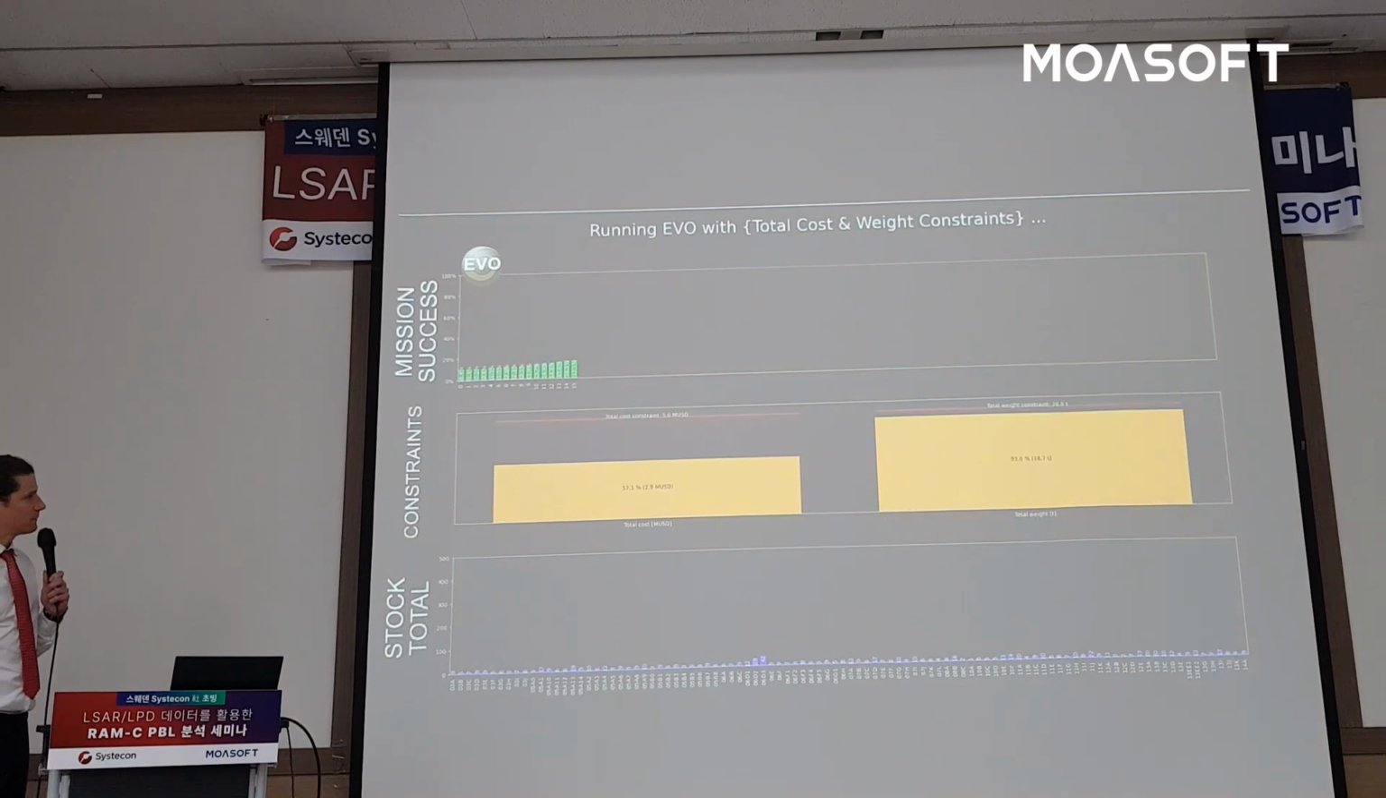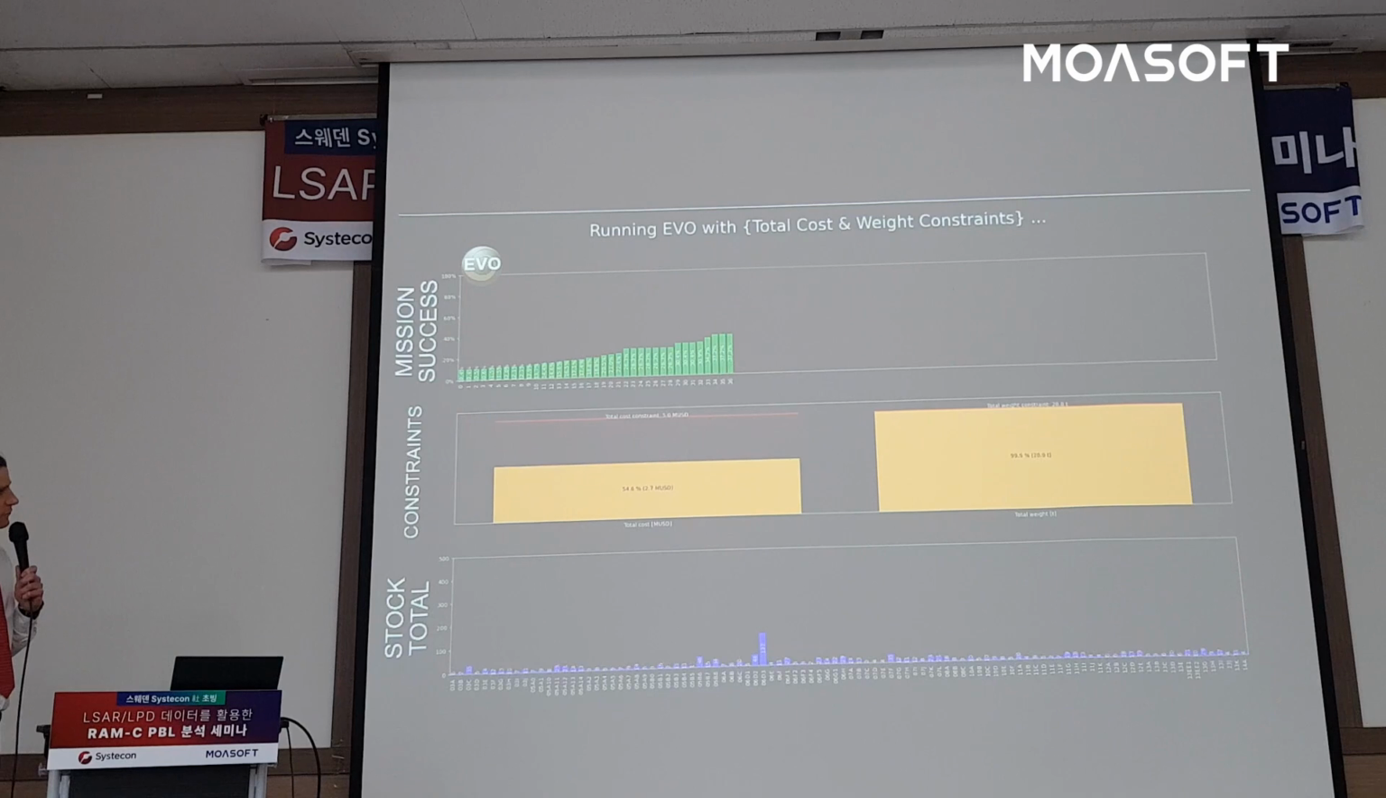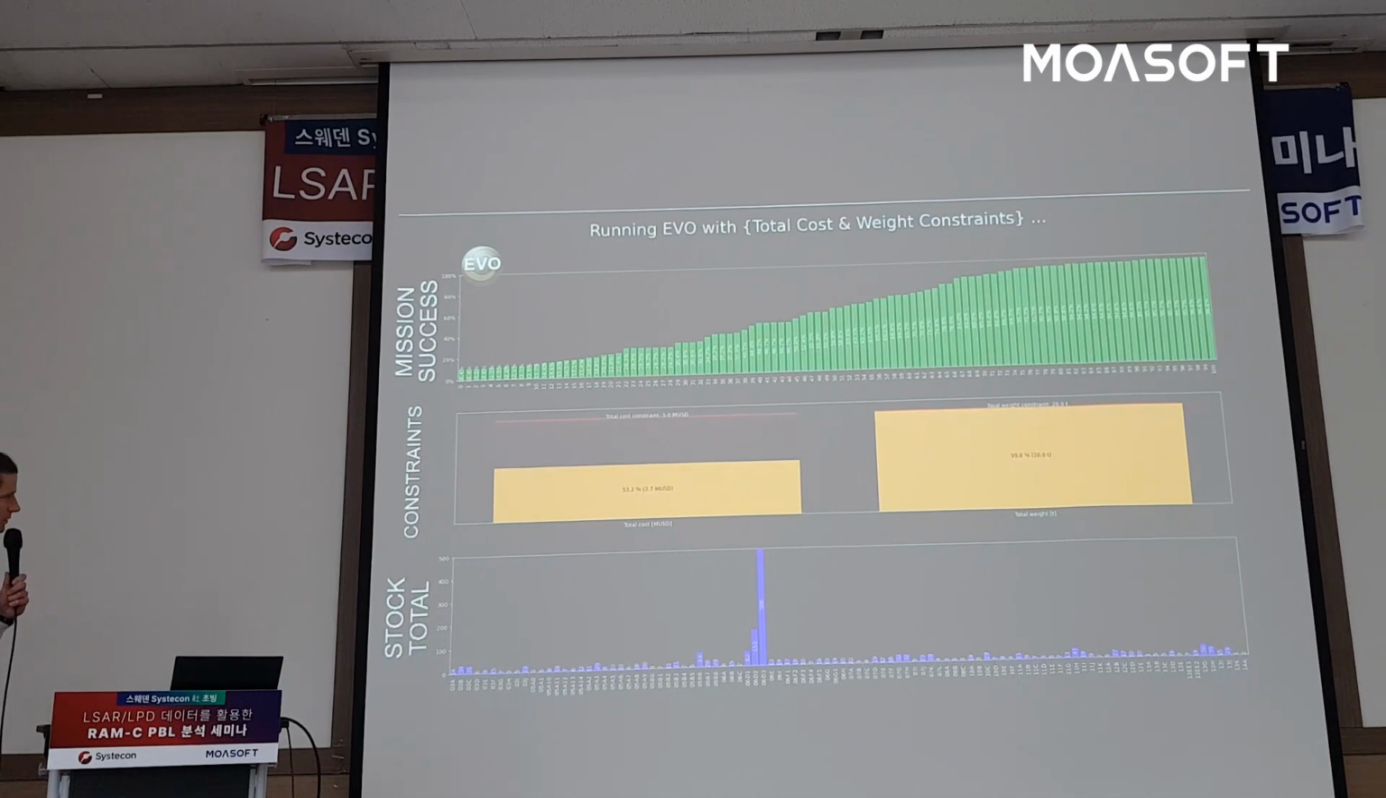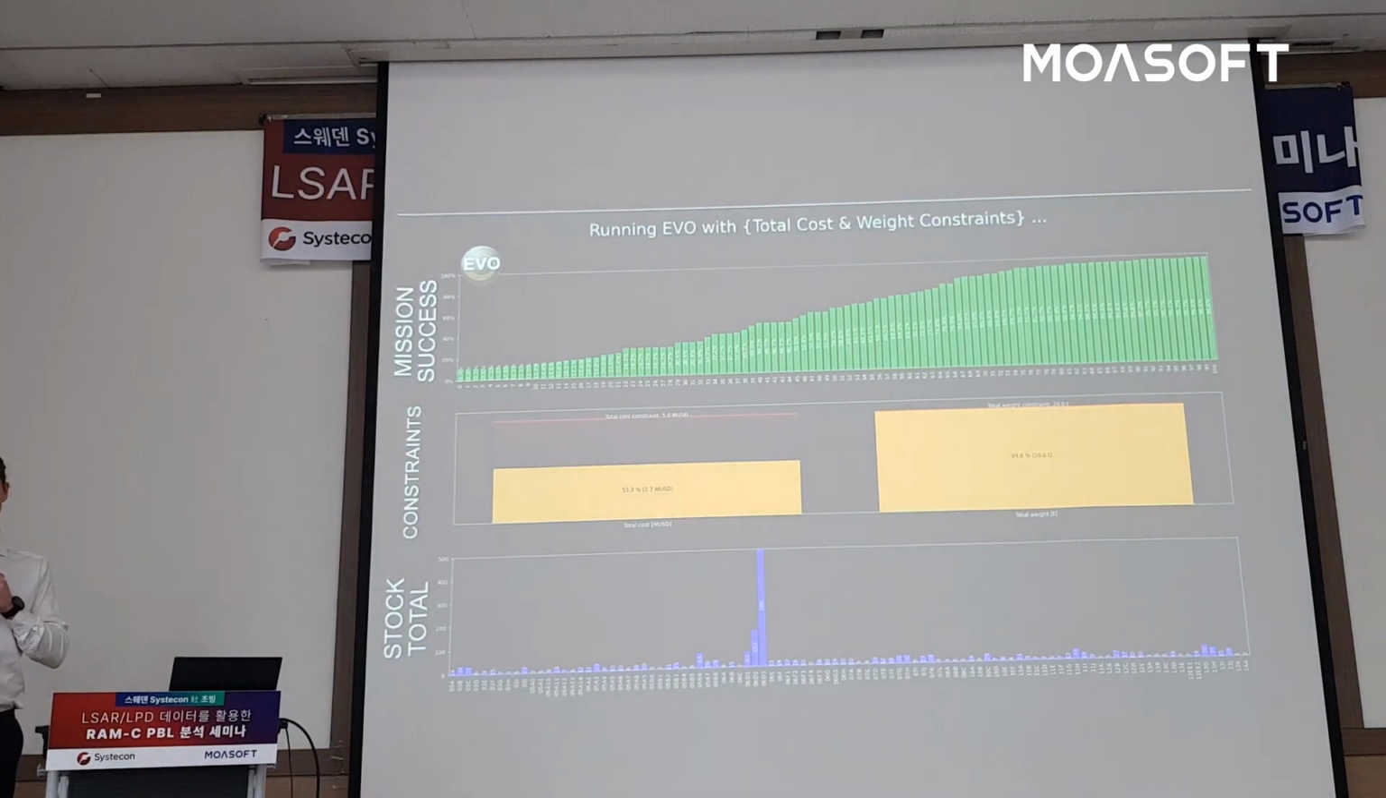Okay. And if we look at this again, and if you remember, we had constraints as well. So in the middle here now, you see the constraints that we had for this analysis. We had two constraints. One was $5 million. We cannot buy spares for more than $5 million, and the other one is that it is not allowed to weigh more than 20 tons.